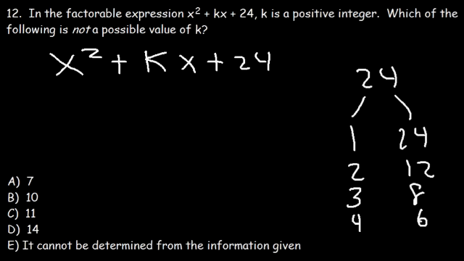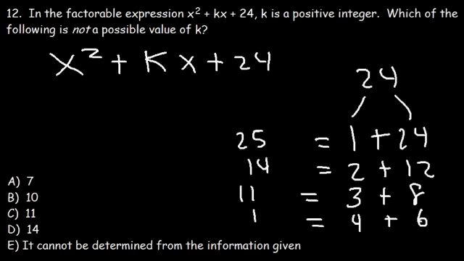Each of these pairs of numbers multiply to 24. 2 times 12 is 24, 3 times 8 is 24, 4 times 6 is 24. So now we're going to add each of these numbers, because k is the sum, 24 is the product, but k is the sum. 1 plus 24 is 25. 12 plus 2 is 14. 3 plus 8 is 11. And 4 plus 6 is 10.